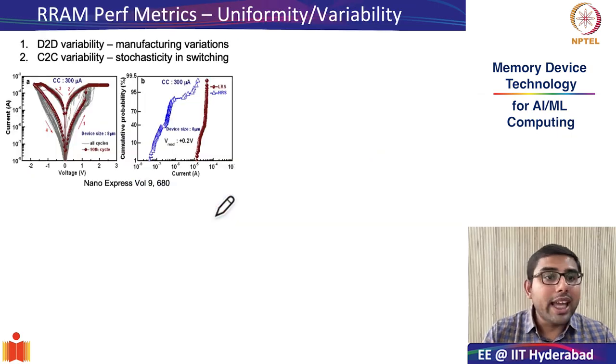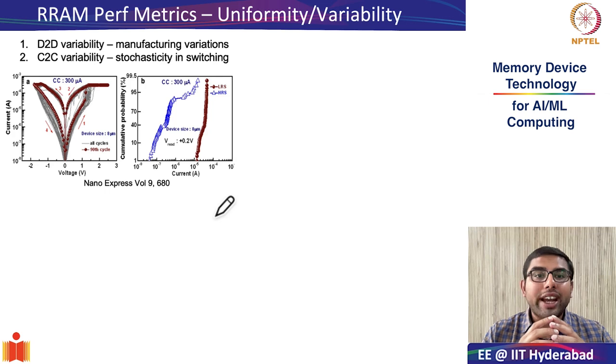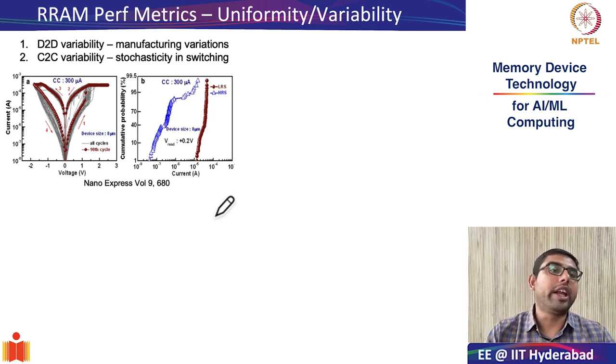Okay, so let us begin. The first RRAM performance metric that we would like to review is that of uniformity or variability. As you know, to have a reasonably scalable technology, we have to ensure that there is a high level of uniformity or low variability in our memory technology.